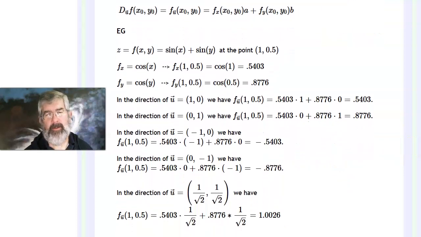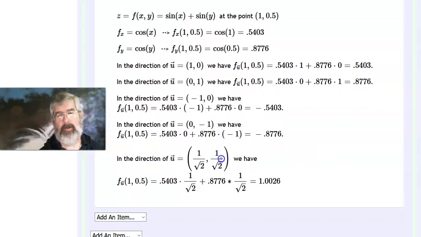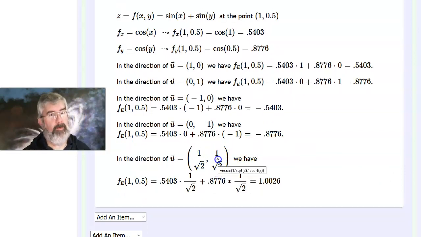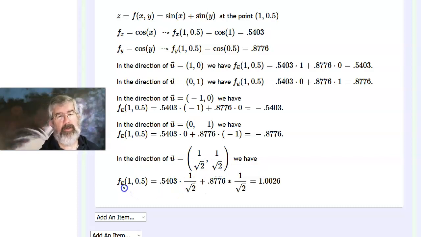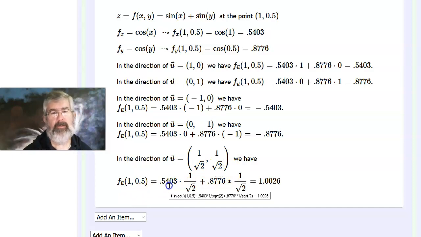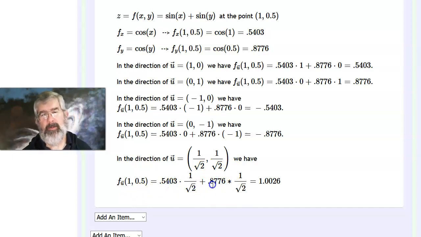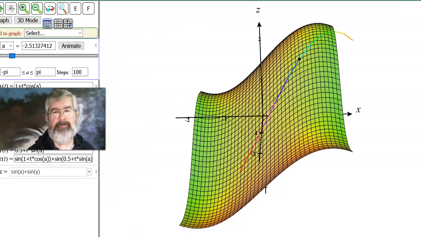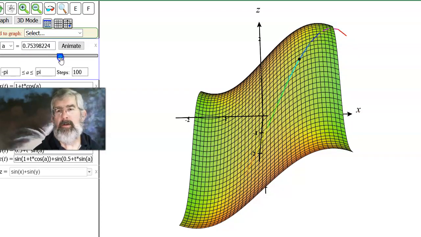Let's go in some other direction here. This would be the direction 1 over radical 2, 1 over radical 2. Notice I didn't just say 1, 1, because that wouldn't be a unit vector. So I took 1, 1, and I divided by its length to get a unit vector in that direction. And so then I have that the directional derivative in that direction would be 0.5403 times 1 over radical 2 plus 0.8776 times 1 over radical 2, which is 1.0026, right? Going back to that picture, that direction would be pi over 4. So if I look in that direction, it's about right there.